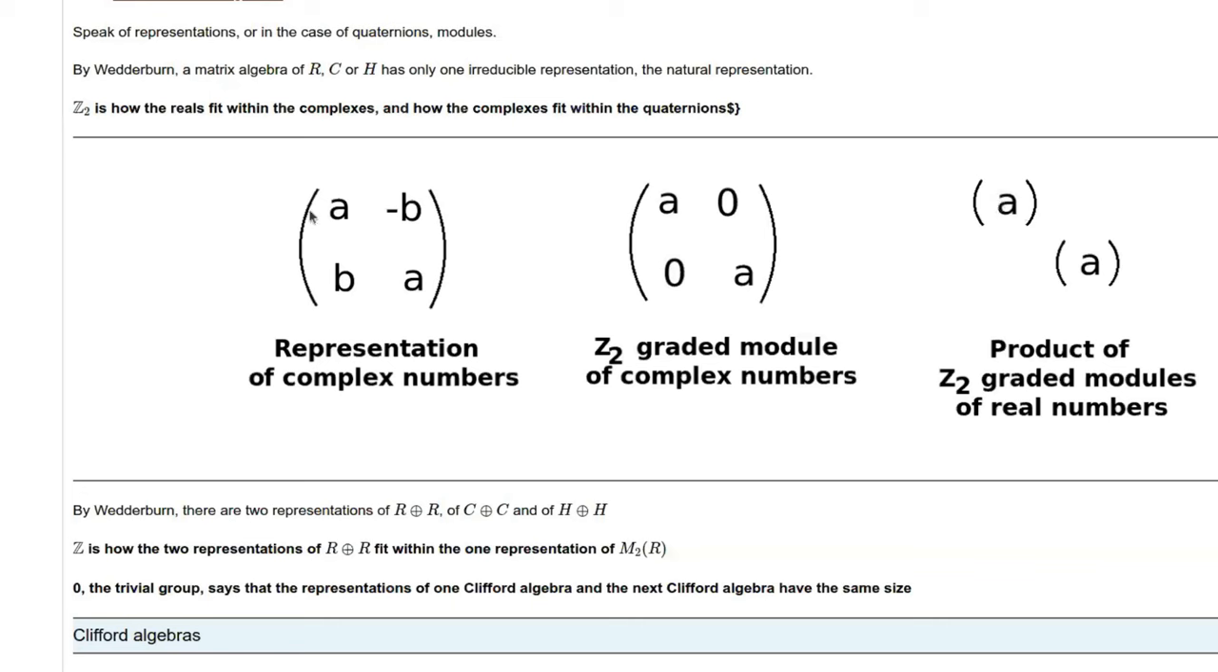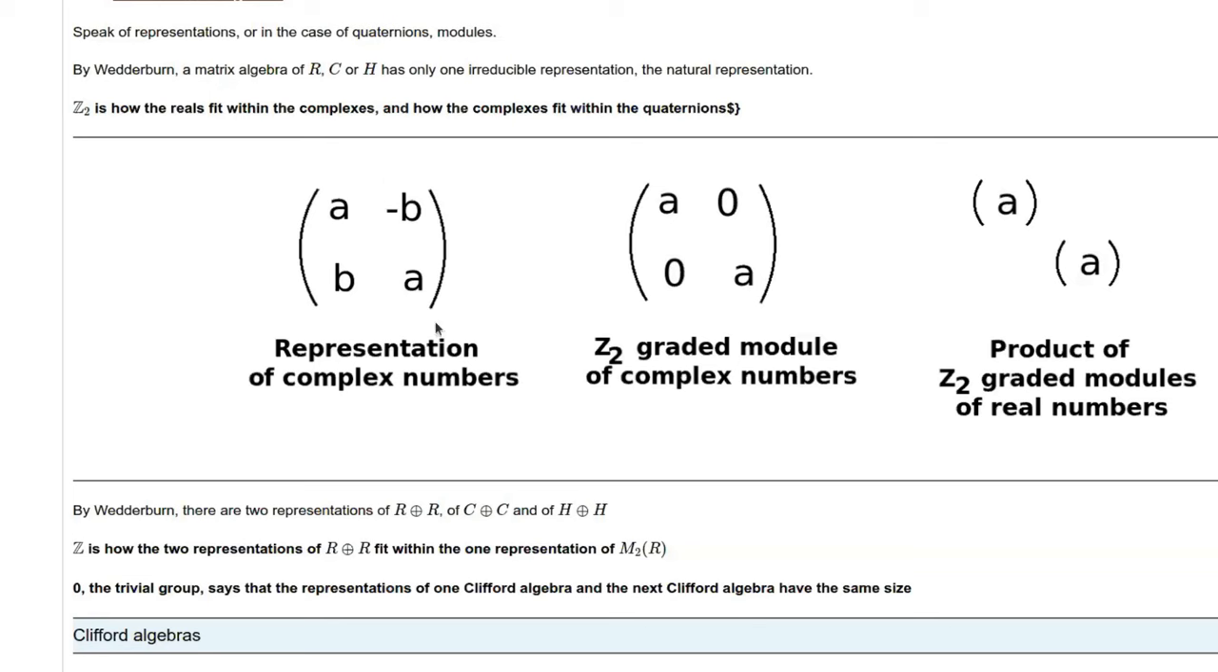So what was an irreducible from the complex point of view, from the real point of view would be two copies of an irreducible. And so that's Z2. You see, that's what Z2 is saying. And so they make it more complicated.